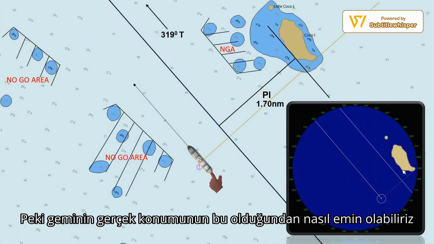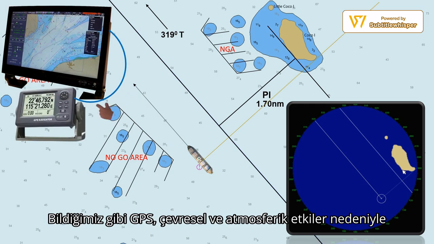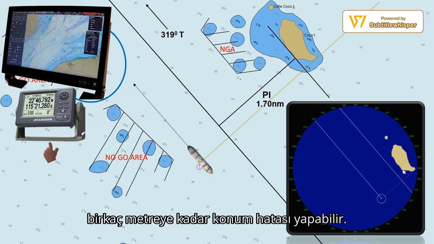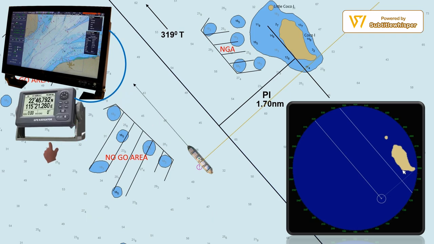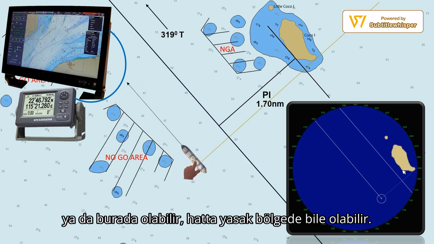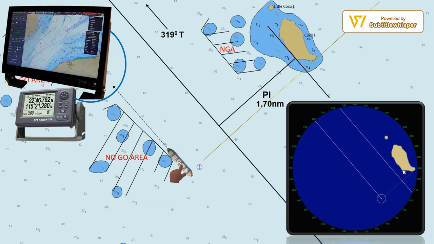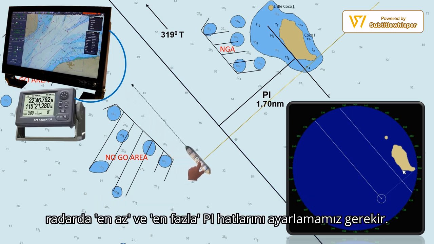But how are we sure that it is the actual position of the vessel, since our ECDIS is integrated into our GPS? As we know, GPS may be subject to position error by a few or several meters due to environmental and atmospheric interferences. The possible actual position of the ship may be here, or she might be crossing the no-go area. To determine whether the ship is still in safe water even if she is off track, we need to set the not less than, and the not more than PI lines in the radar.